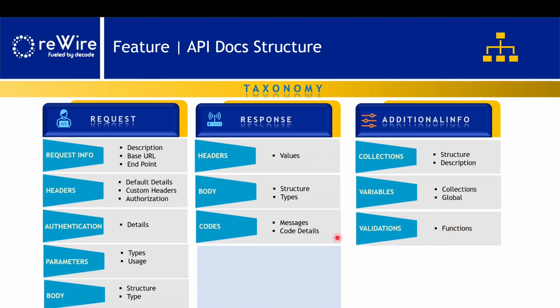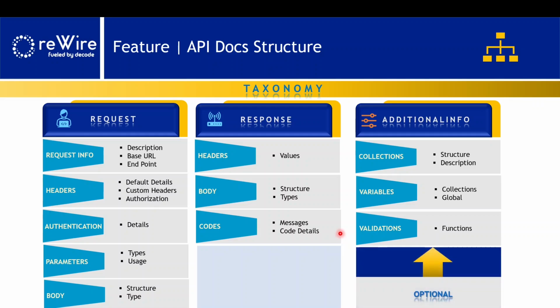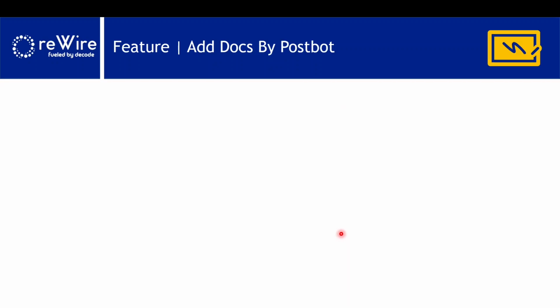Okay, so this is the typical doc structure that we have while we are working on any of the API test engagements. I hope you got the doc structure here, and let's move on to add docs by Postbot. How will the Postbot generate the docs? I'll just give you an overview.